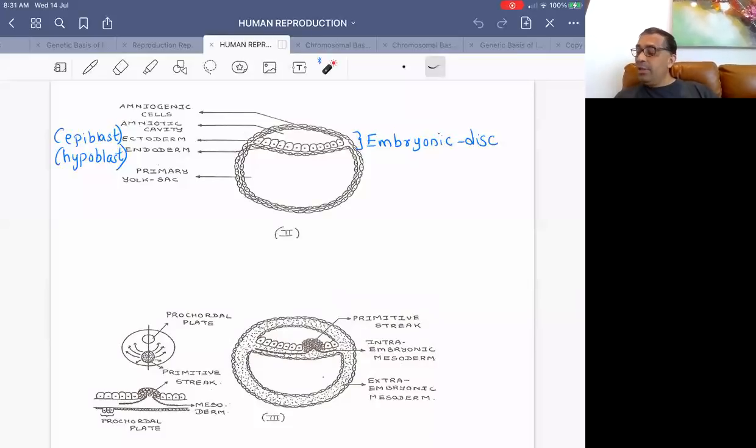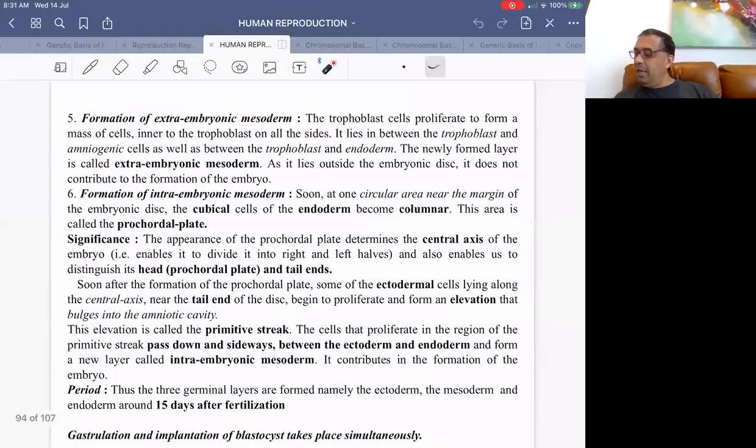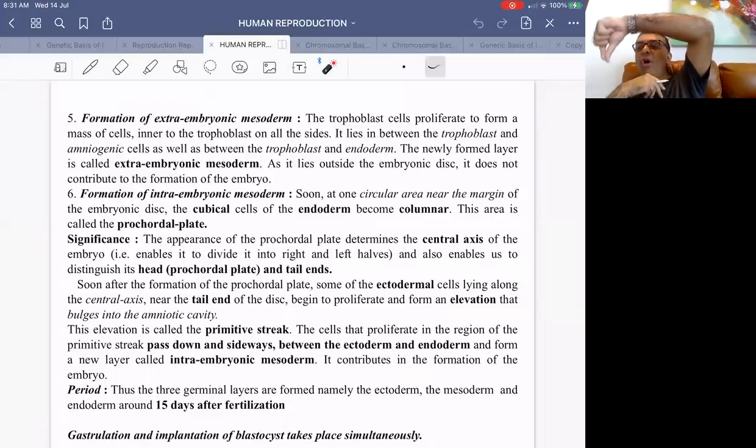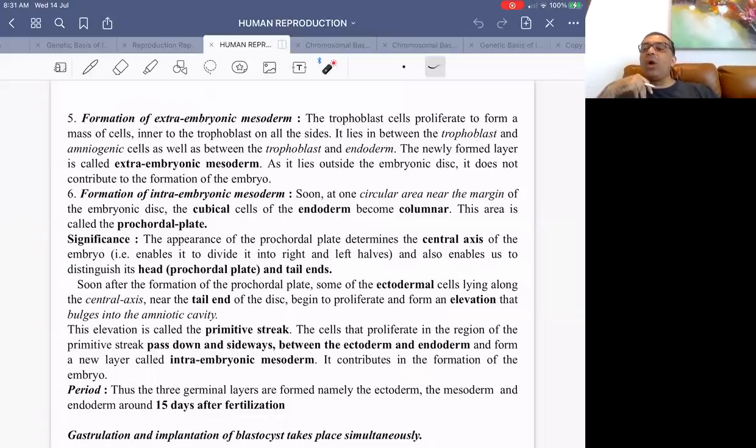gastrulation. So gastrulation is finished 15 days after fertilization. So the zygote forms the morula, the morula forms the blastula. Remember, the blastula is formed around the 5th day of fertilization, and gastrulation takes place from the 5th day till the 15th day. So about 10 days are required for gastrulation.